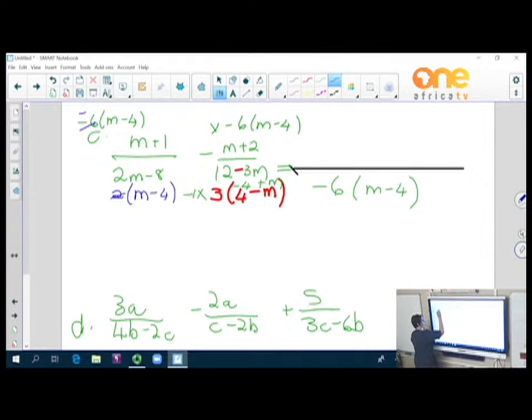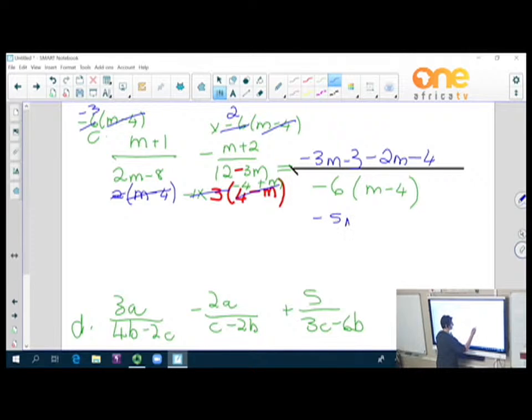So 2 divides into that one. Negative 3 times this 2 is cancelling out, and it is then negative 3m minus 3. Here the 4 can cancel out. The negative 3 divides 2 times in there, but here's still a negative to look at there. So it becomes negative 2m minus 4. Remember that negative must be multiplied there. So then you have negative 5m minus 7 over negative 6 m minus 4.